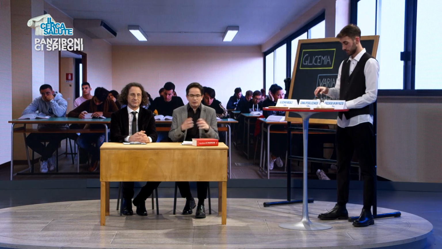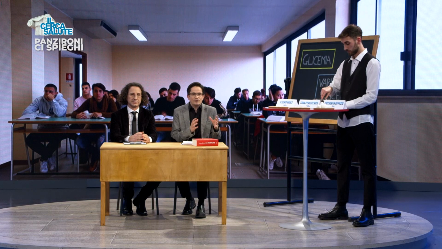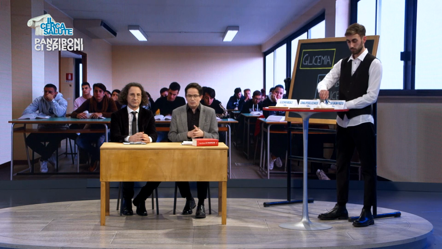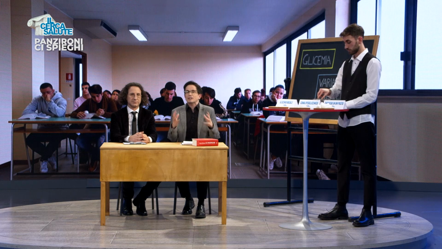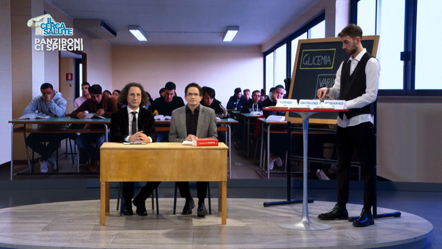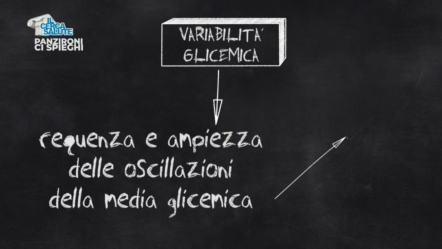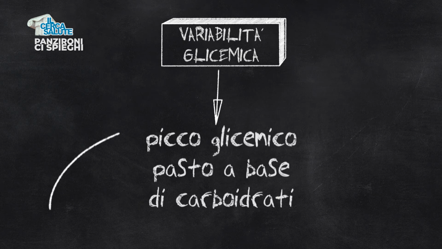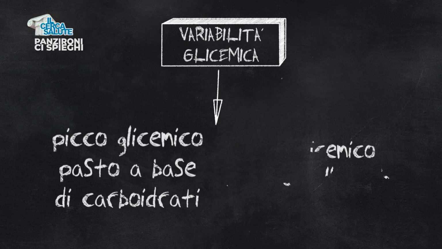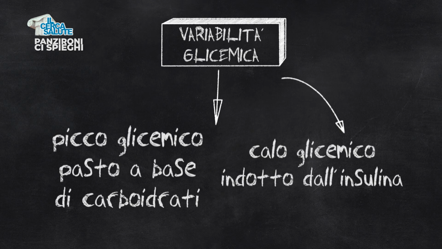So in the meantime, thanks to Alessio, we have seen how much sugar we introduce with the Mediterranean diet. Let's go and understand that obviously insulin stimulates glycemic variability. And just to understand what glycemic variability is, we did a tutorial. Glycemic variability represents the frequency and amplitude of fluctuations in the average blood glucose. That is, it is measured by the glycemic peak following a carbohydrate meal and the subsequent insulin-induced glycemic drop.